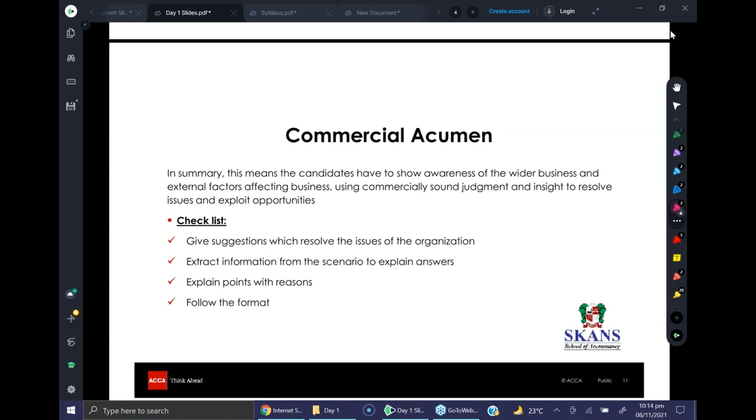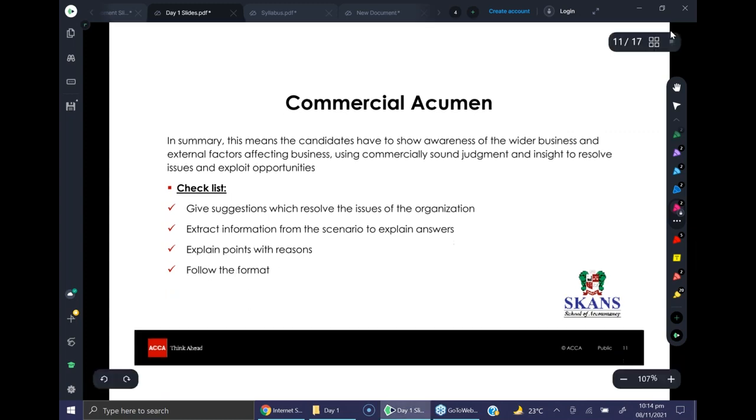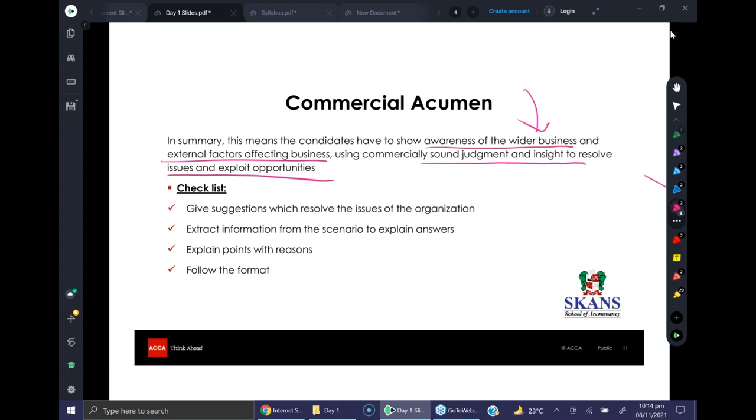Commercial acumen. Please have a look at this definition or a summary. The commercial acumen skill is that students have to show awareness of the wider business and external factors affecting the business, according to the requirement. So first we'll see what the requirement is, and then we'll show awareness of wider business and external factors according to the requirement, and use commercially sound judgment and insight to resolve issues and exploit opportunities. And all of it is definitely linked to a requirement. So we'll have to wait for that particular one.